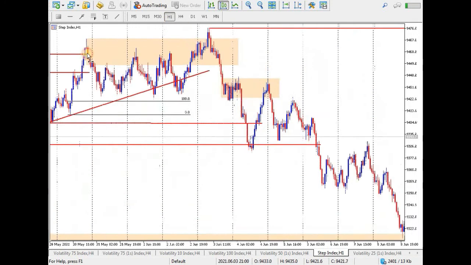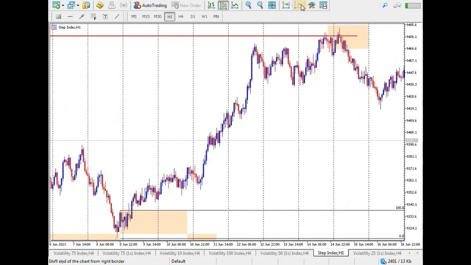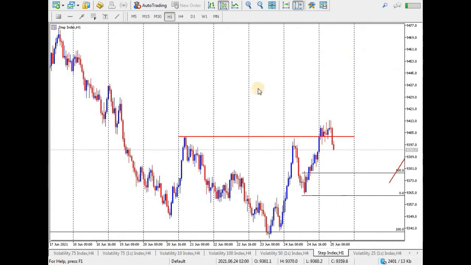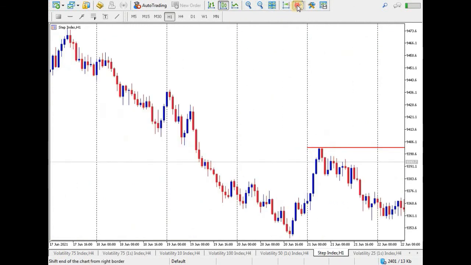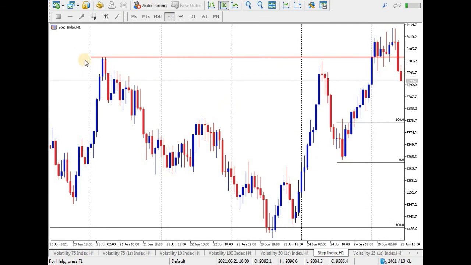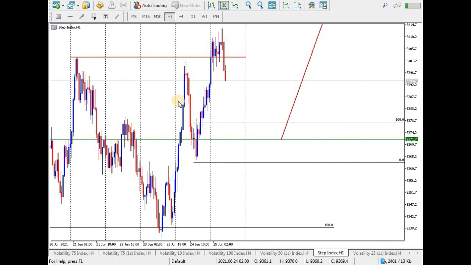Now let's go to our H1 time frame and see if we do have an order block. And as you can see, guys, this is our order block zone area, and at this zone is where we expect to look for buy entries. So I hope you understand, guys.